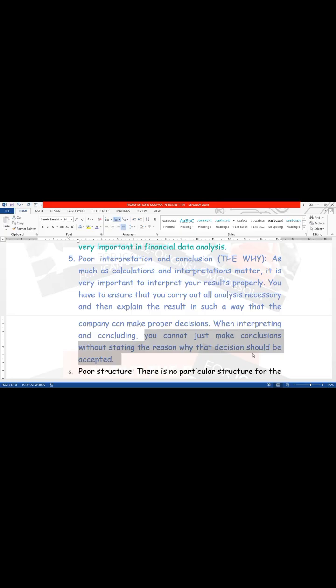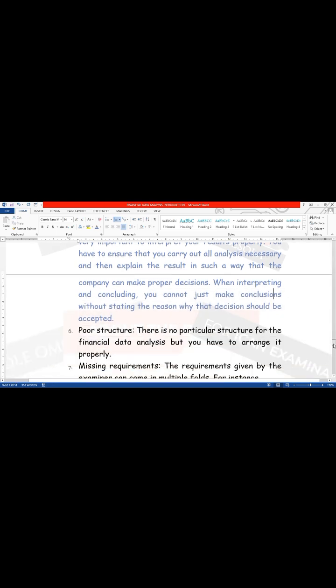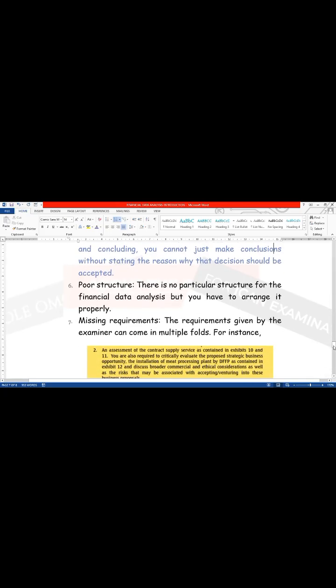You cannot just tell them go left or go right, don't do this, don't do that. You have to give what? A reason. You understand? So, point interpretation and conclusion. Remember that you are doing a financial data analysis to help the company make a decision. So, you have to ensure that that is achieved. Do you understand? The next one is poor structure.